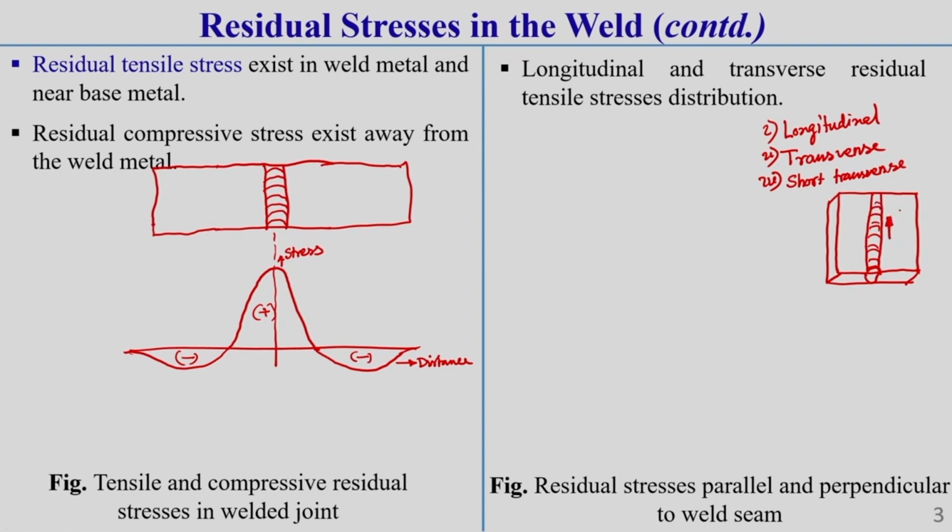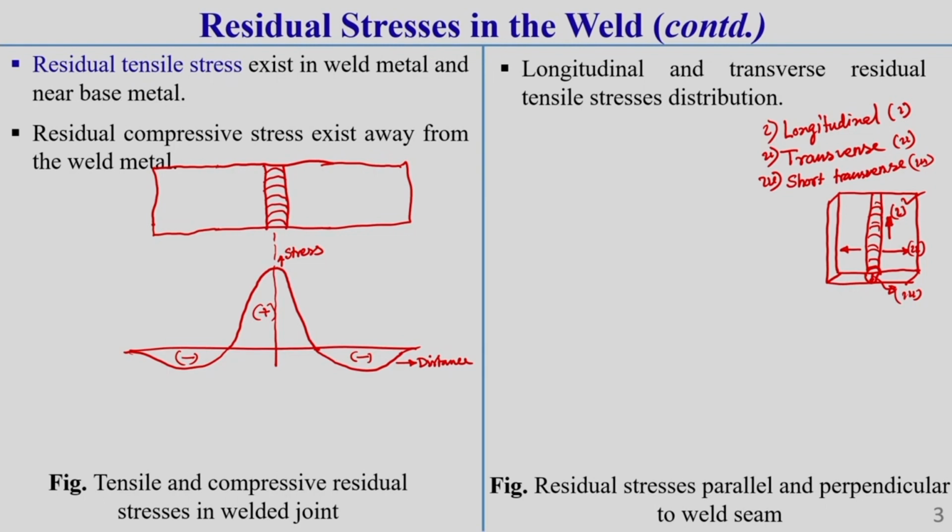In the welding direction, whatever stress we get is called longitudinal stress. Transverse stress is perpendicular to the weld direction, so this direction is called transverse stress. I am representing this as number 2. And through the thickness, whatever stress we get is called short transverse stress, which I am representing as number 3. Generally, the magnitude of the longitudinal residual stress is high compared to the transverse and short transverse residual stress.